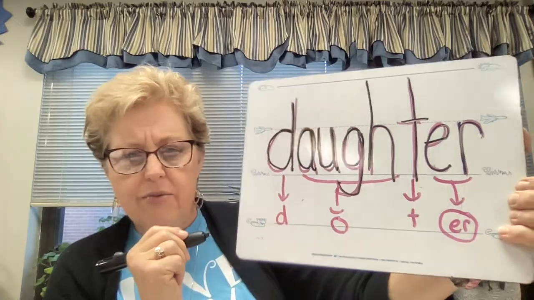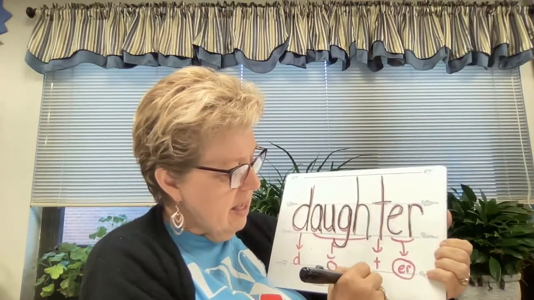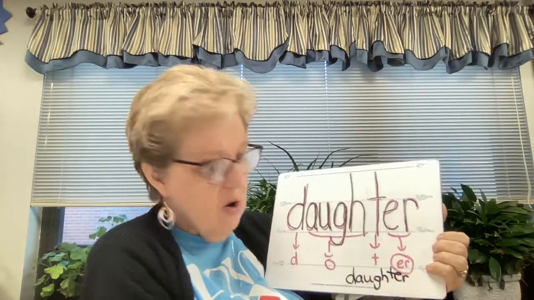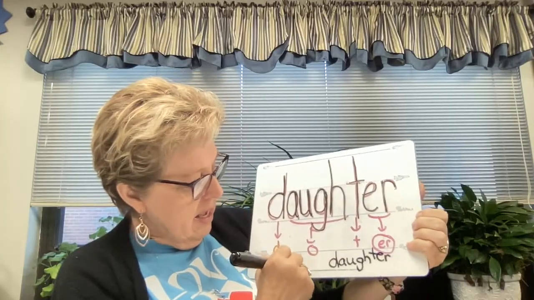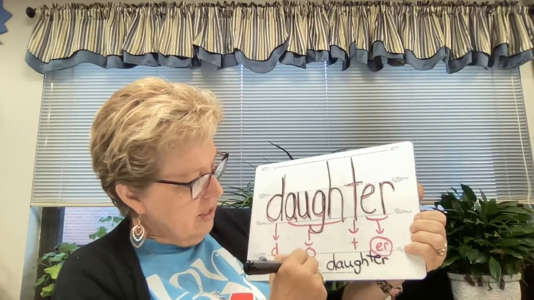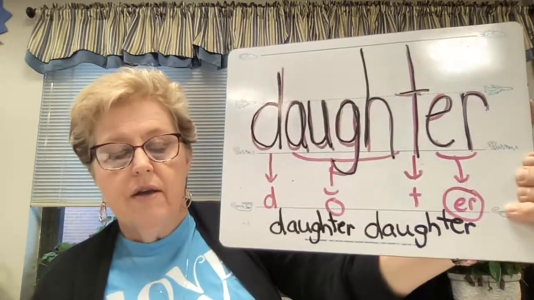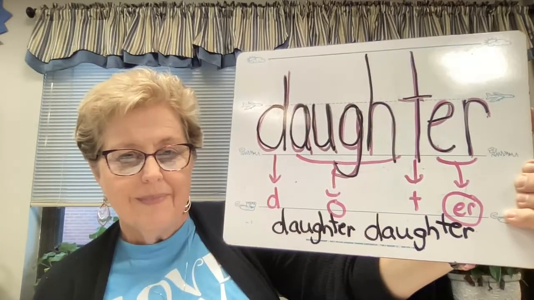D-A-U-G-H-T-E-R. Very tricky word. Let's write the word daughter 2 times. D-A-U-G-H-T-E-R. Daughter. And write it one more time. D-A-U-G-H-T-E-R. Daughter. You can pause the video if you need more time. All right, let's move on.